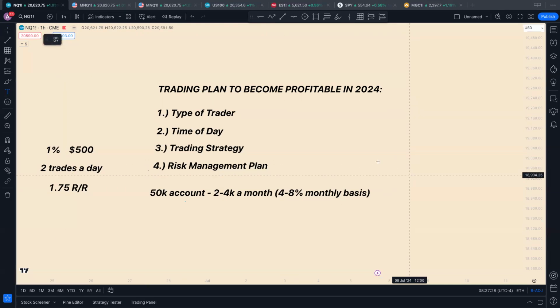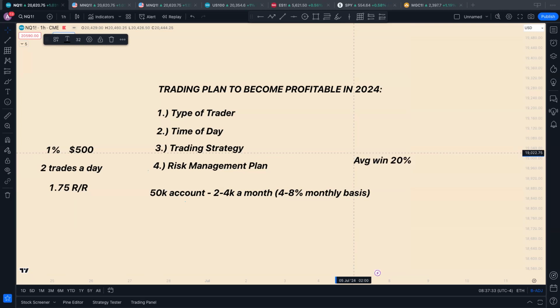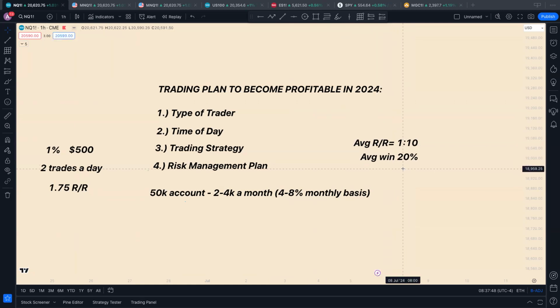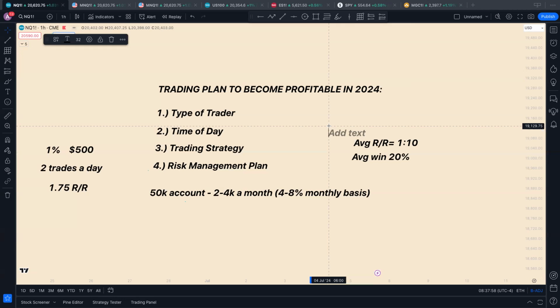But let's say your strategy's average win rate is 20%, right? But your average risk to reward is 1 to 10, right? So even if you only win 2 out of every 10 trades, you're still profitable. So that's fine. There's nothing wrong with that. But then if you're risking 1%, let's say you get multiple setups a day and your max loss again is 500, right? How much do you want to give it?